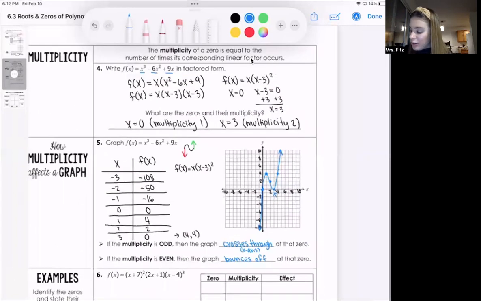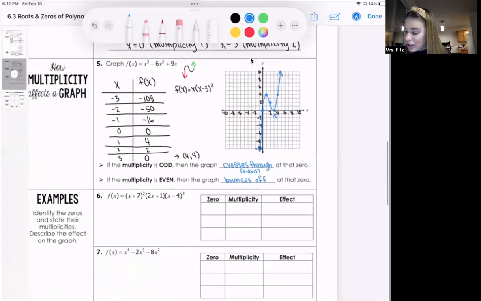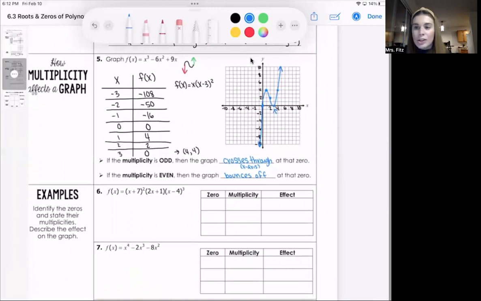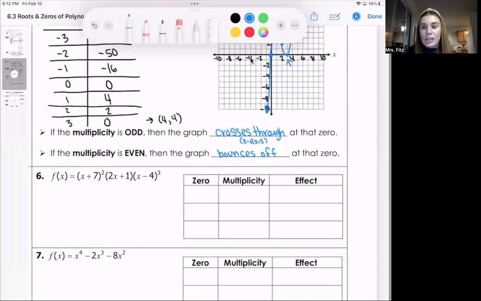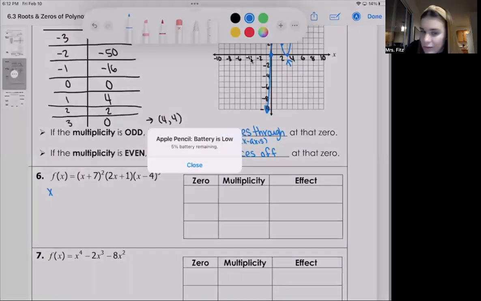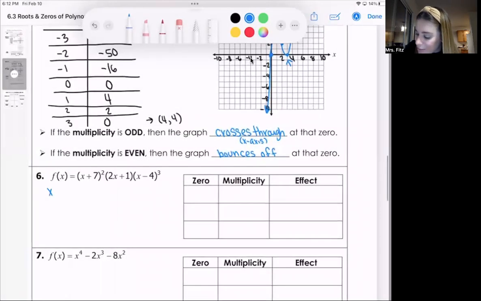Okay, so what we can do now, if we have a factored polynomial, we can jump right ahead, solve for those zeros, and know exactly what our graph is going to look like at those particular zeros. So let's take a look at number 6. We're going to set each of those factors equal to 0 to find the zeros. So I have x plus 7 equals 0, 2x plus 1 equals 0, or x minus 4 equals 0.